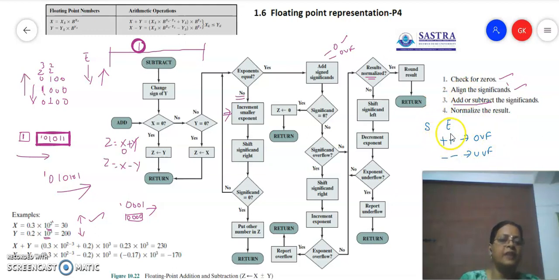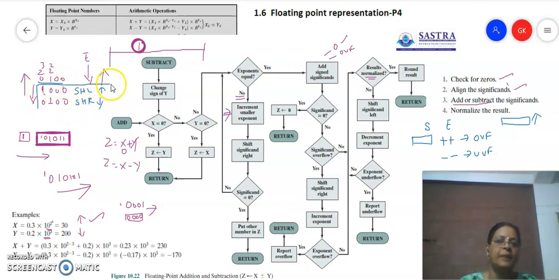Another point is, whenever I increment the exponent, what happens? The total value weightage is going to be increased. If it is increased, I have to adjust that in the significant portion. How to adjust? I have to decrease the value. If a number is like this, 0100, and I shift left, the magnitude is increased. If I shift right, the magnitude is decreased. So keep this point in mind. For a given binary pattern, whenever we shift the number towards the left, the value is incremented. Whenever we shift towards the right, the value is decremented.